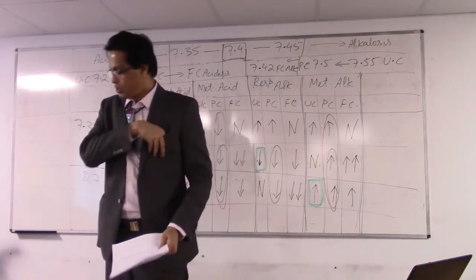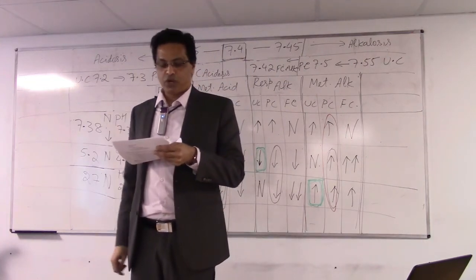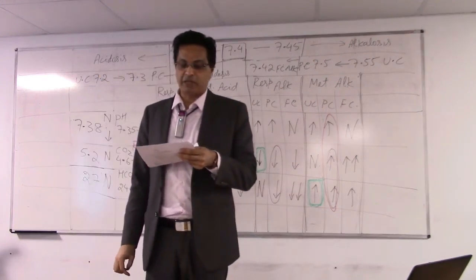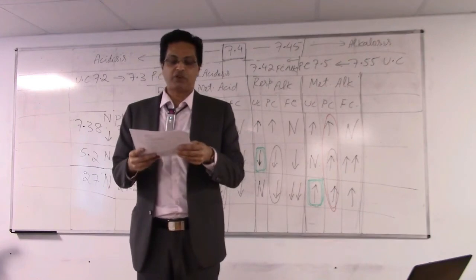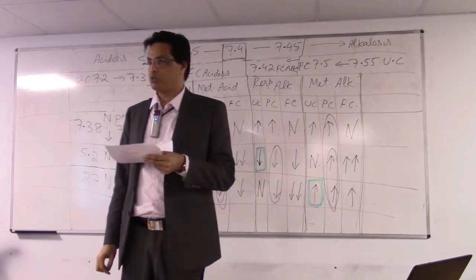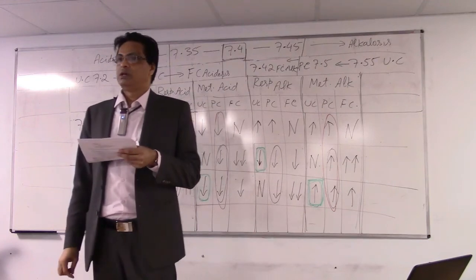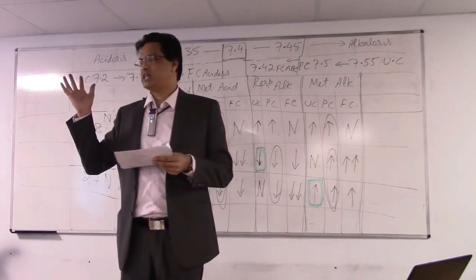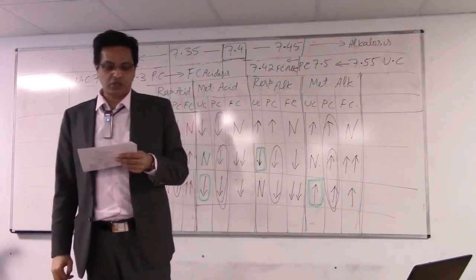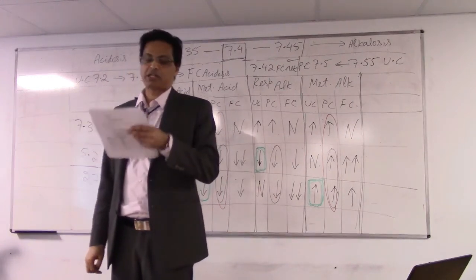Page number 3. Open page number 3. A 24-year-old man known to be suffering from panic disorder presents to hospital with tingling and numbness in his fingers. ABG analysis is as follows. pH 7.2. What is that? Alkalosis. Carbon dioxide 2.2. What is that? Very low. PO2, what is the normal? About 14, around 14. So slightly low oxygenation. Bicarbonate is 20. Bicarbonate is also low.